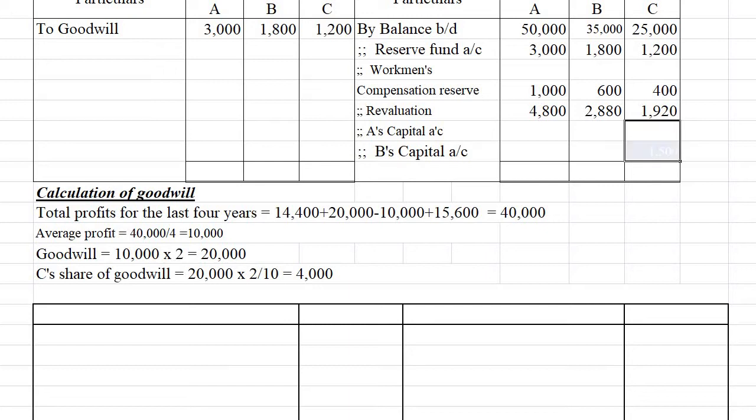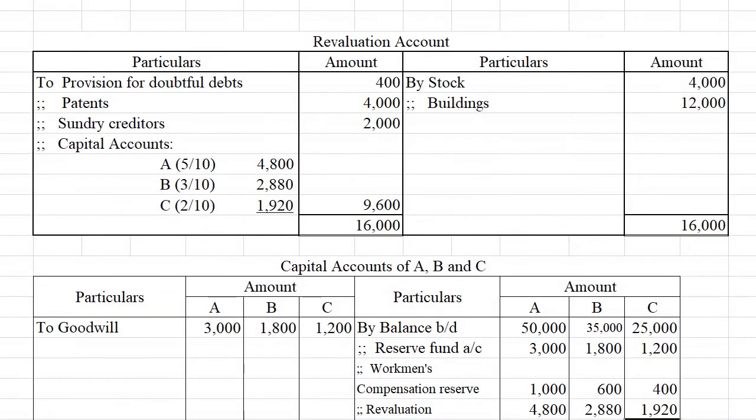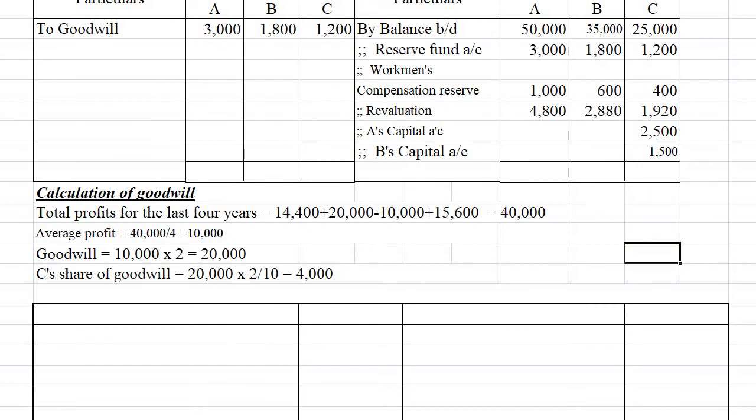In C's column the goodwill will be shared and written in the gaining ratio, that is 5:3. Okay, then that will be shown in the debit side of A's capital and B's capital, as will be written here C's capital. That means A's capital debtor, B's capital debtor to C's capital. The amount will be shown here, 2,500 and 1,500.